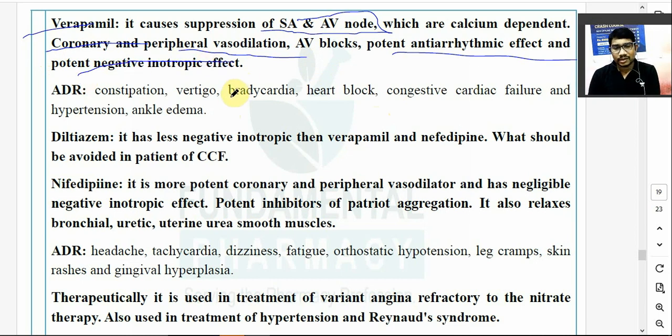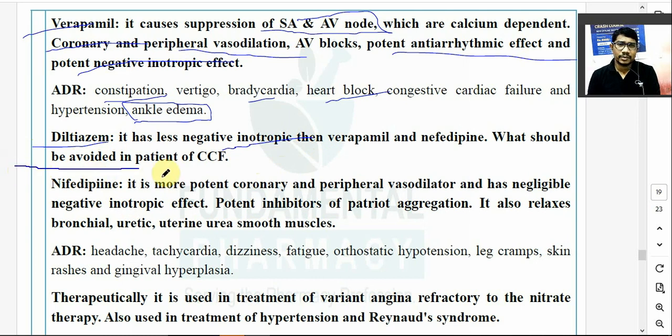So it will have antiarrhythmic effect also. It is a potent, okay, negative inotropic drug. Heart rate कम करेगा. एडवर्स ड्रग रिएक्शन क्या है इसका? कॉन्स्टिपेशन करता है, वर्टिगो, ब्रैडिकार्डिया, देन हार्ट ब्लॉक कर सकता है आपका, ओके, कंजेस्टिव कार्डियक फेलियर, can precipitate hypotension, ओके, एंड एंकल एडिमा.